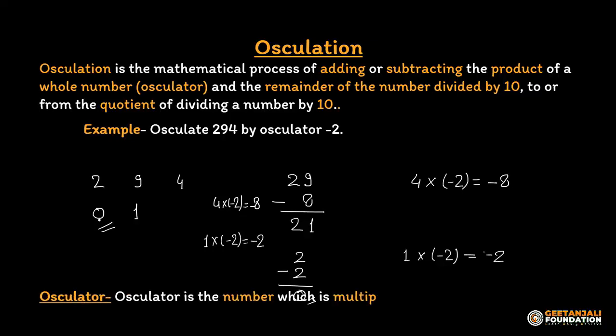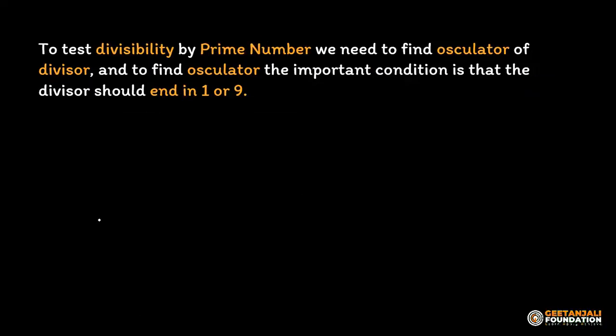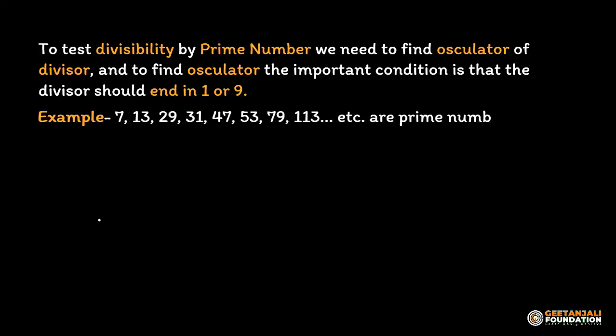Now oscillator is the number which is multiplied with the remainder of the number divided by 10. To test divisibility by a prime number, we need to find the oscillator of the divisor. And to find the oscillator, the important condition is that the divisor should end in 1 or 9. For example, 7, 13, 29, 31, etc. are prime numbers. But you can see all the prime numbers don't end in 1 or 9. For example, this 29 is fine, it ends in 9. This is fine, this ends in 1. This is fine, this ends in 9.